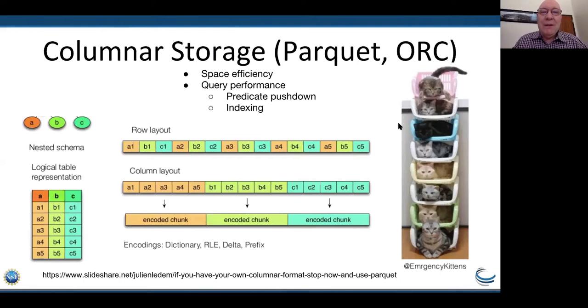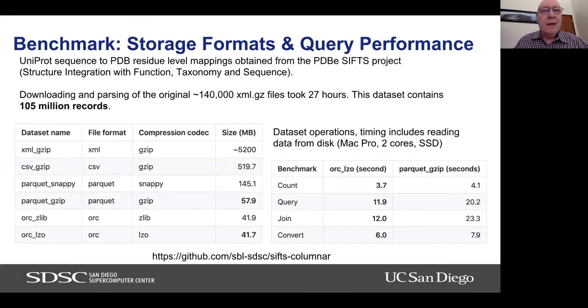So using those storage formats, we can do something called predicate pushdown. That means we only need to read the data that are really required for an analysis, and that speeds things up dramatically. So to give you an example, one important data integration point for us is to integrate UniProt protein sequence data with the 3D structural data. And that mapping is maintained by the Protein Data Bank in Europe as part of their SIFTS project.